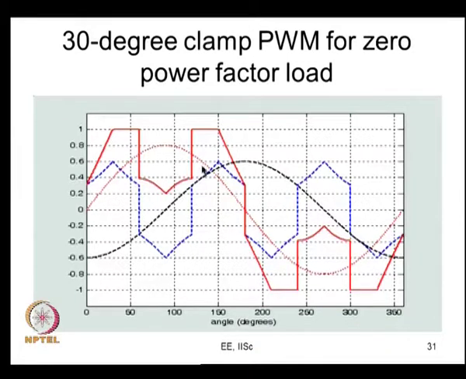So, this is, for example, the R phase modulating signal for a 30 degree clamp PWM. This is the common mode component for the 30 degree clamp PWM. You add that, then you get your R phase signal like this. Now, what you are doing? This is your R phase fundamental current. You can see that it is switched here when the current is between 0 to 30 degrees.